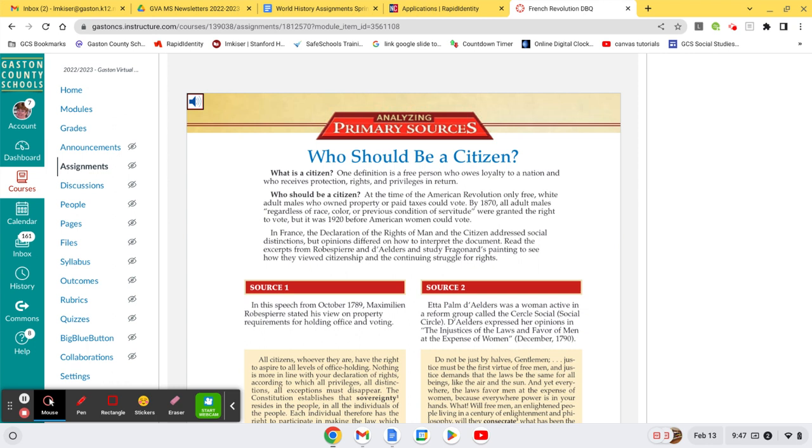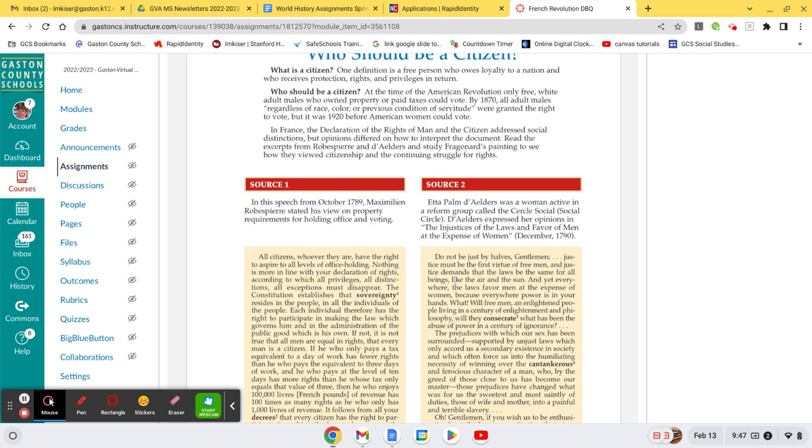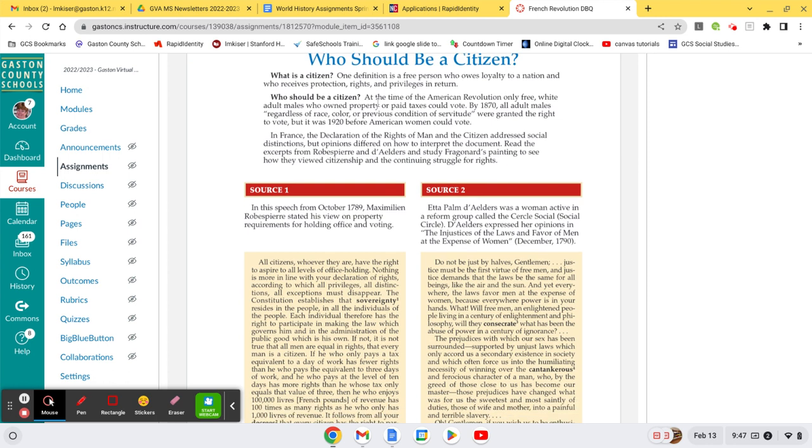But you're not answering that from your point of view. Well, I take that back. Yes, you can put your input into this. However, you must illustrate what these sources are saying. So that's why we're going to step through it in smaller pieces. You're going to look at what is a citizen, who should be a citizen, and what the thoughts were at the time of history.